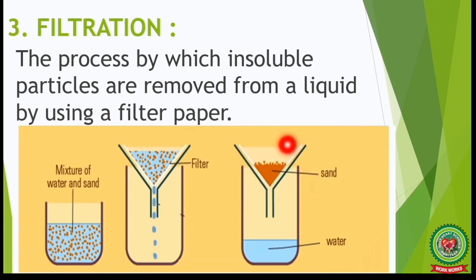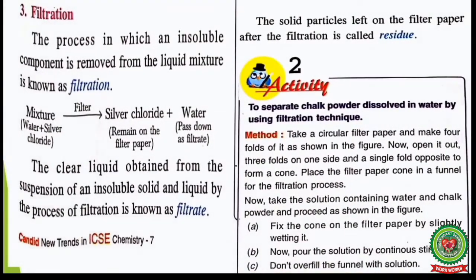These impurities, or this material that is left behind on the filter paper, is called residue, and the clear liquid obtained after the process of filtration is called filtrate. Let's read the topic from the book for better understanding. The process in which an insoluble component is removed from a liquid mixture is known as filtration.